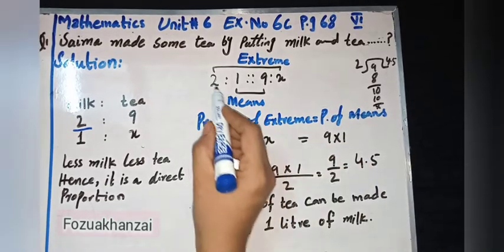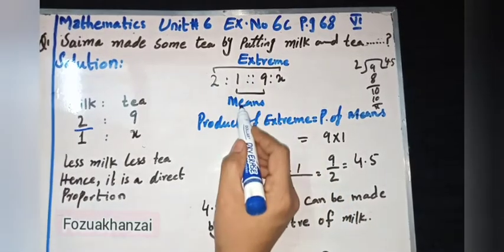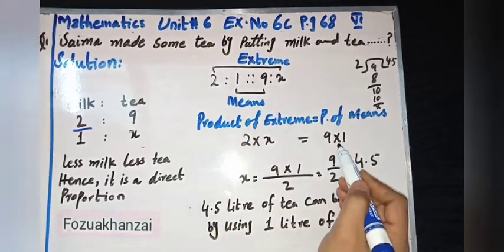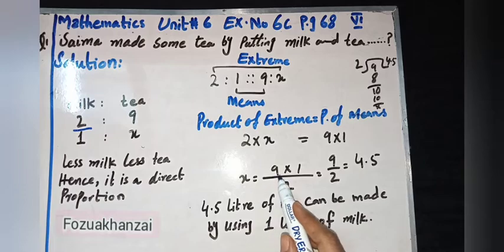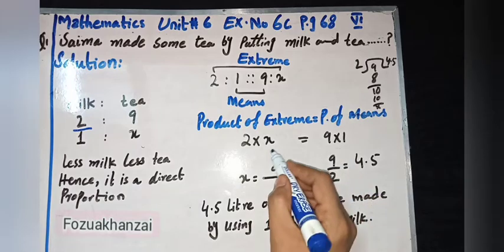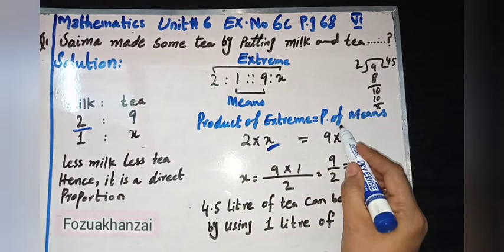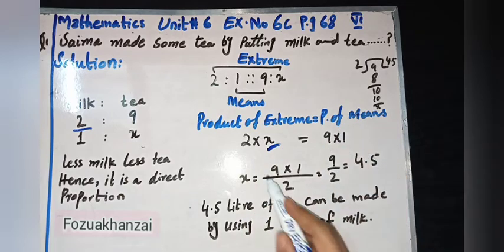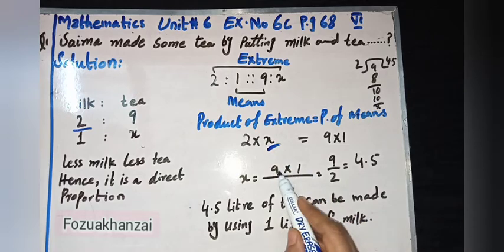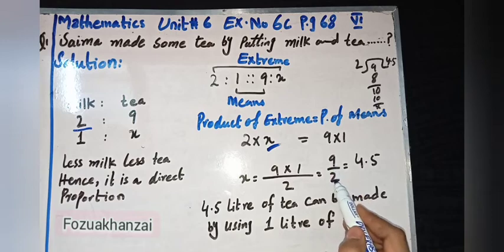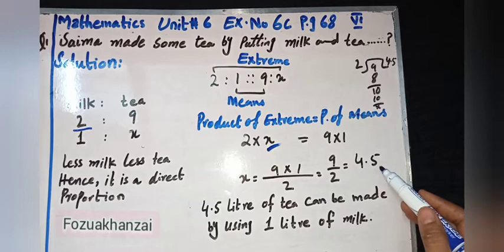In the extreme part we have 2 and x. 2 times x is equal to, in the means part we have 1 times 9. Clear? So x is equal to 9 multiplied by 1, with x in the denominator and the numerator being 9 multiplied by 1, upon 2. It can't be reduced, so simply multiply. 9 ones are 9 upon 2. Then divide it. After dividing, the answer is 4.5.